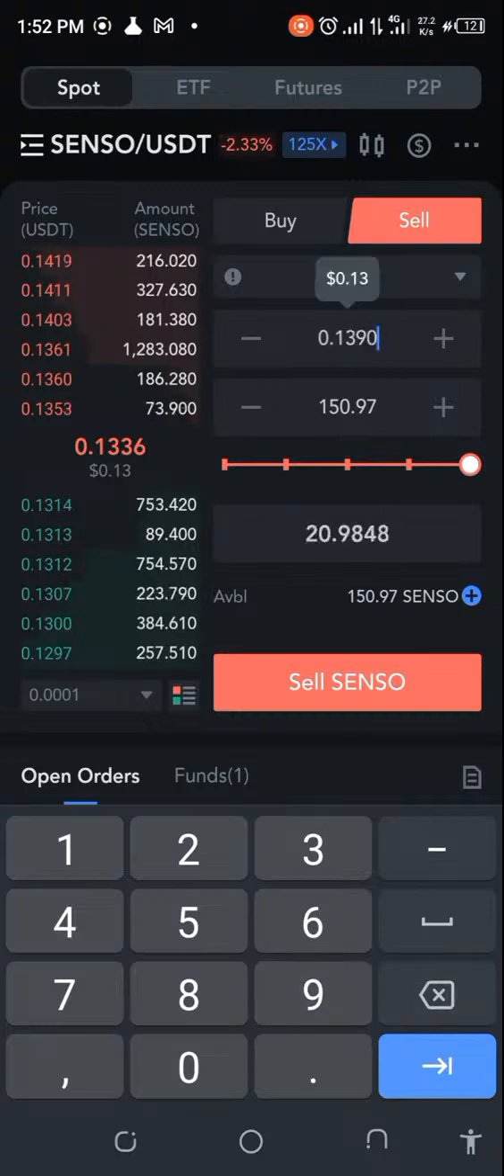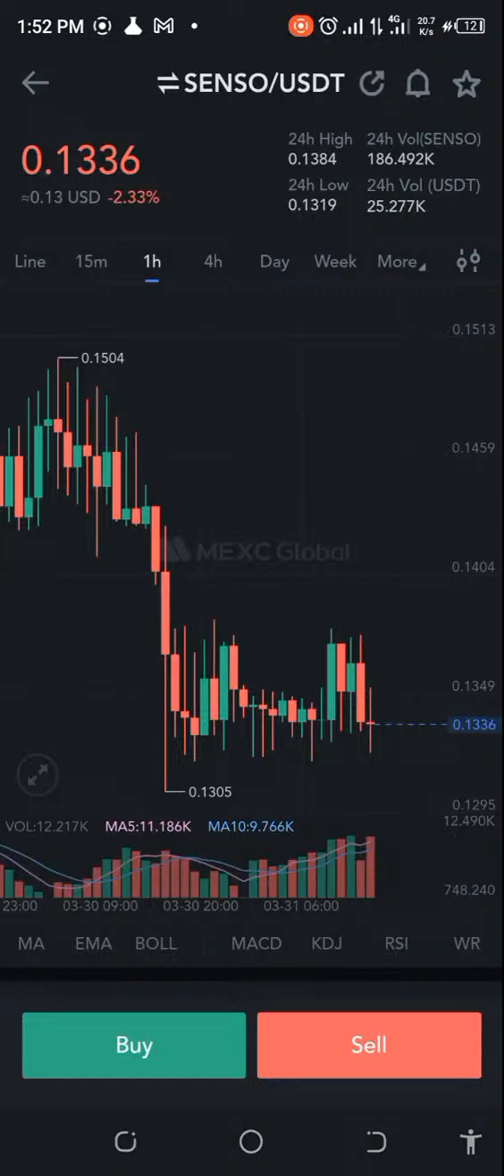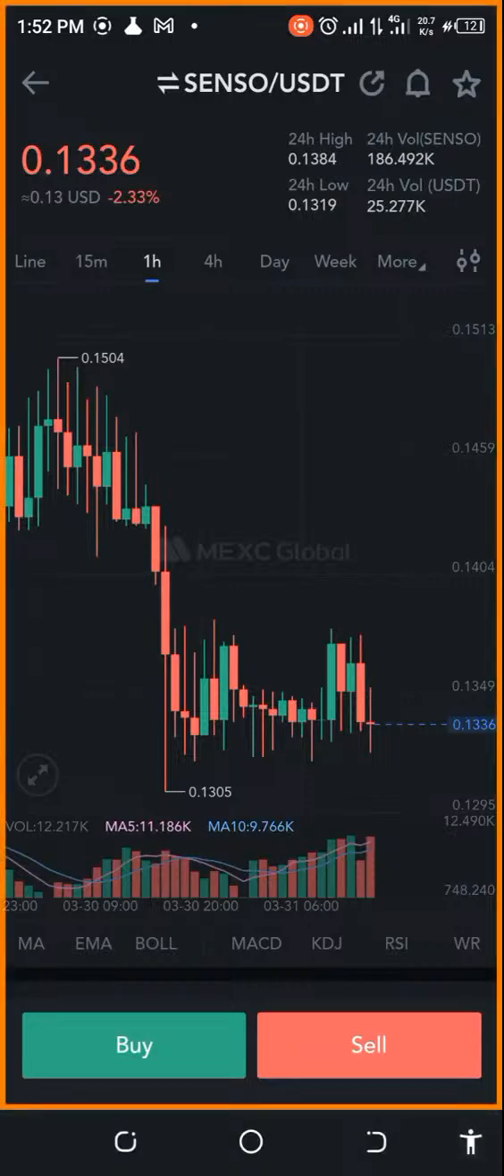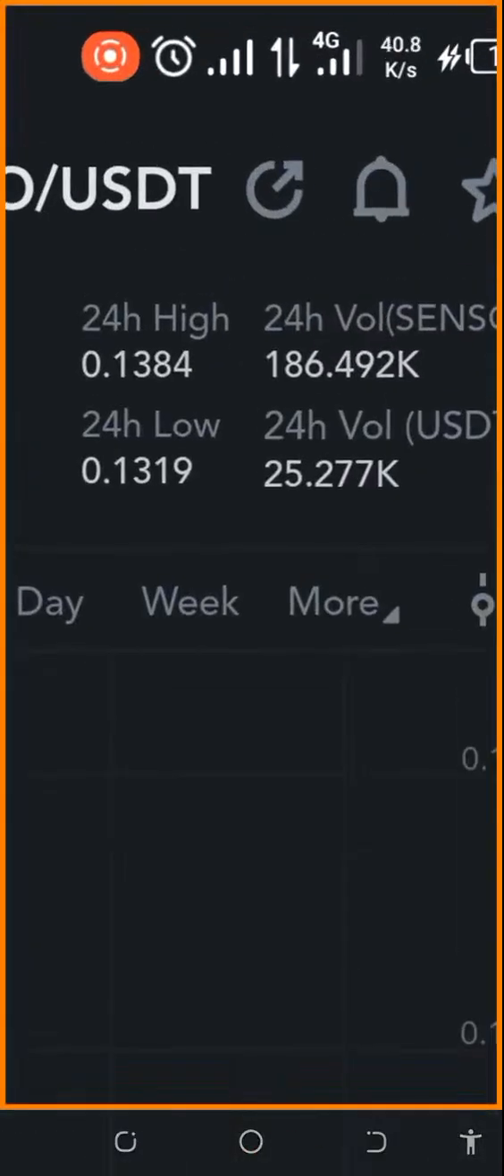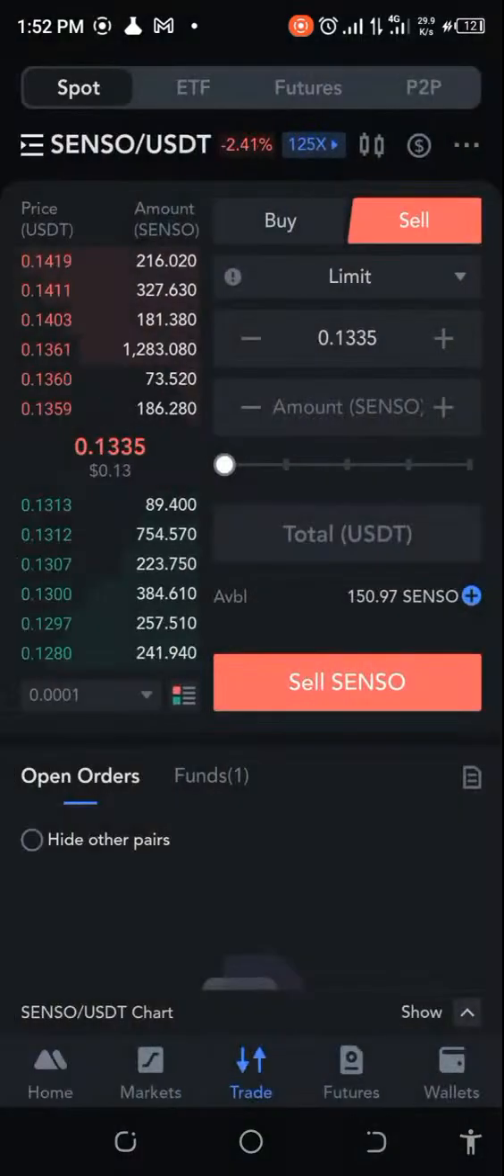Well, looks good, but would it get to 1390? Let's check it out. Let's see its highest within the 24 hours, 1384, and the lowest is 1319. So if I choose 1380, wouldn't that be still too ambitious? Well, let me check.